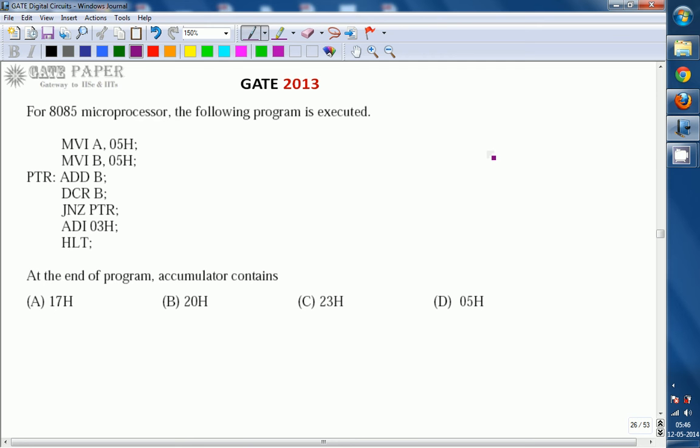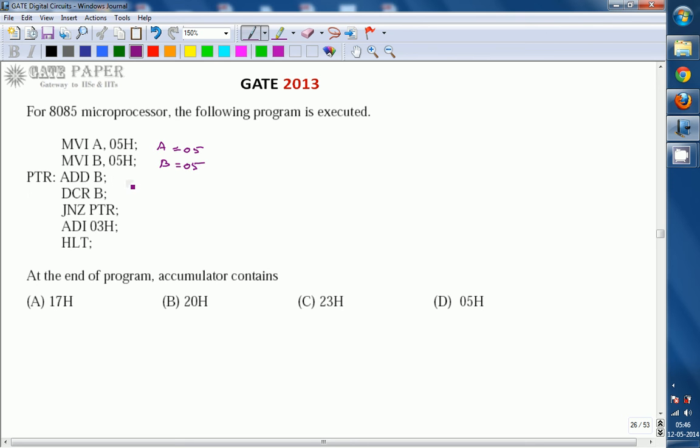So the program given is this one. Now we'll see what the right answer is. Whenever we have move immediate A, 05, the 05 is the data that will be loaded into A. Move immediate 05 into the accumulator, so the accumulator now consists of 05. Move immediate B: now B will be loaded with 05.